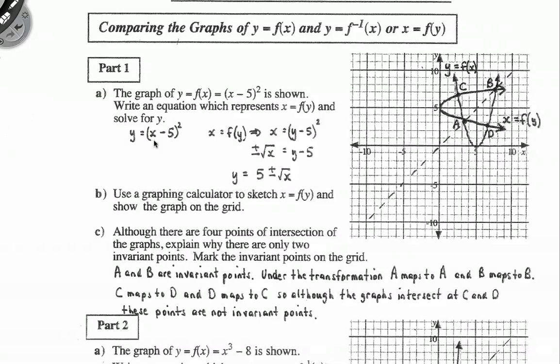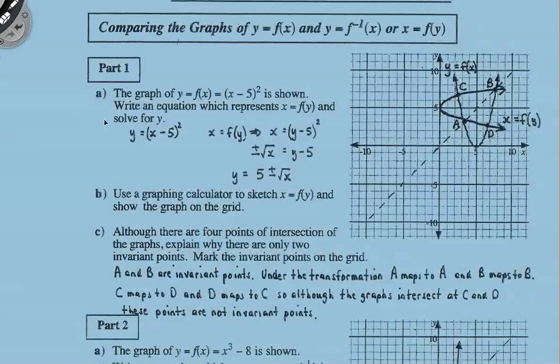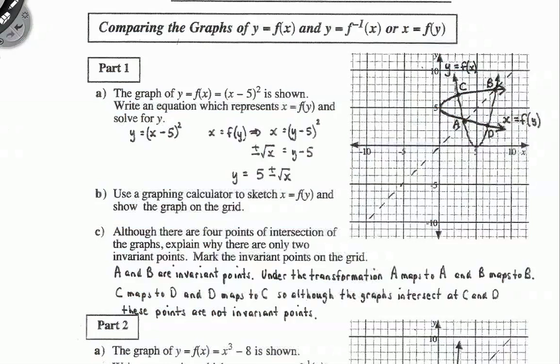Write an equation which represents x equals f of y, the inverse in other words. So let's take our equation and, taking this, we'll switch the x and y's like this. So what do we get? The x and y's get switched in the equation. We have to square root both sides. We're square rooting a variable like y. So our answer should be plus or minus square root of x equals y minus 5. So this will not be a function when we solve for it because it's a parabola on its side.